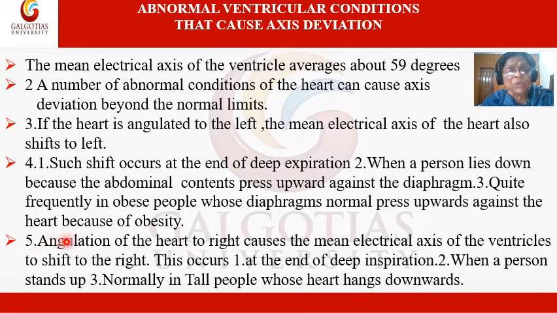Now, angulation of the heart to right causes the mean electrical axis of the ventricles to shift to the right, and this occurs at the end of the inspiration in normal cases, and in some cases when a person stands up, and it is most common in tall people whose heart hang downwards. So these are the normal cases where this occurs, but in disease condition where it occurs, that we'll see.